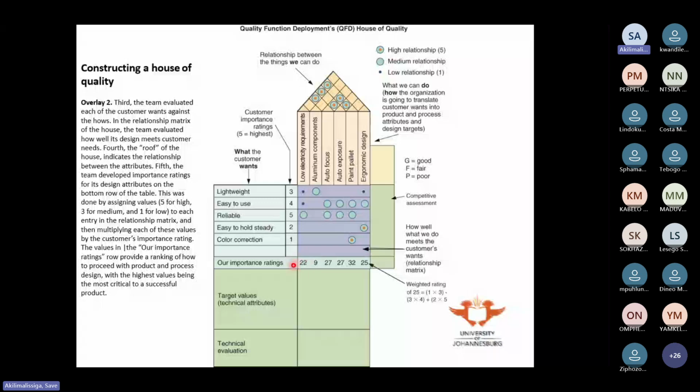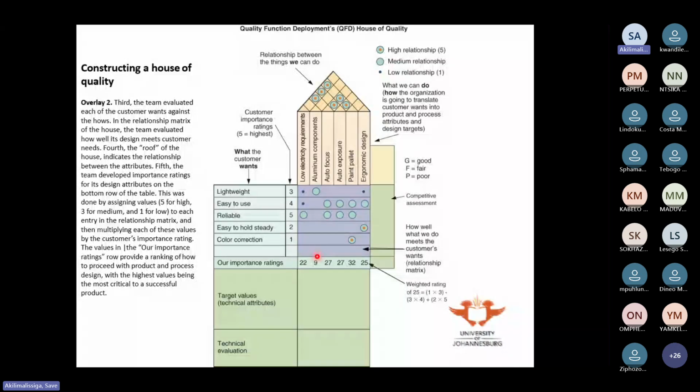Now, let's move on to the next number. You're also going to proceed the same way. So here, this is in the column of aluminum components. So you're going to have 3 times 3 here, because the number associated with a medium relationship is 3. So that's going to be 3 times 3, and your answer will be written down here. 3 times 3, 9. So 9 here is the response.